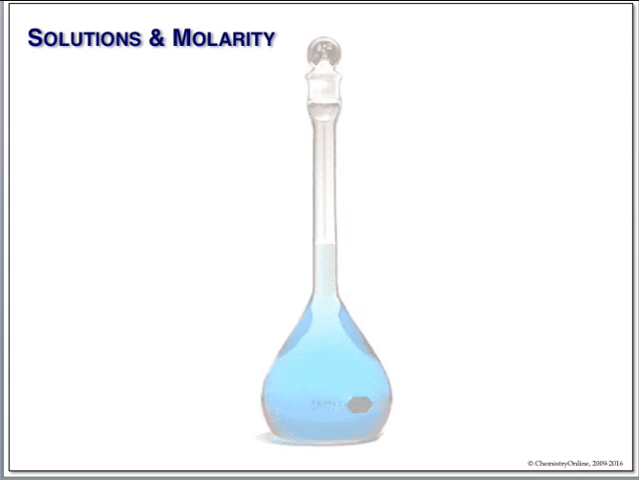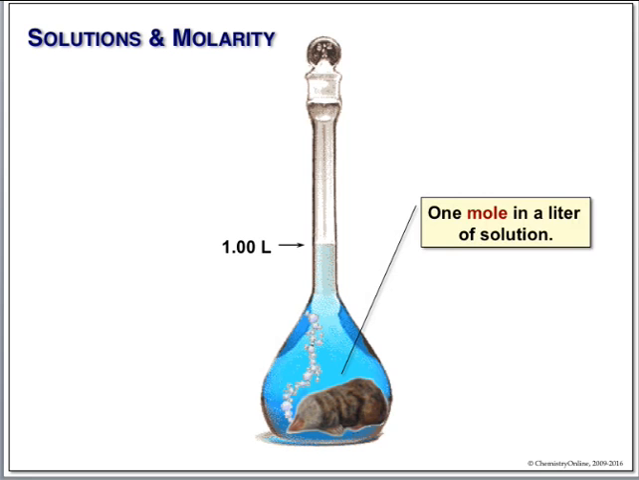Another way to look at it, this is a volumetric flask. They are marked off with a little line. This would be 1 liter. Now this is 1 mole in a liter, isn't it? One mole per liter.